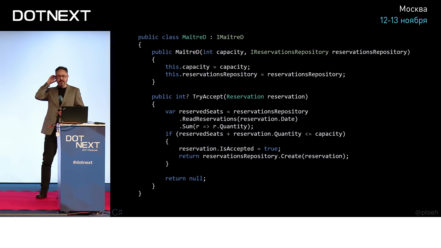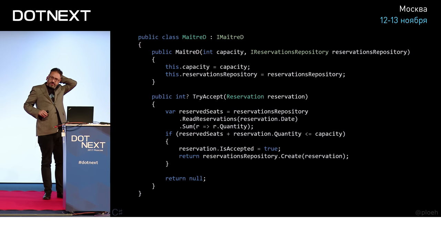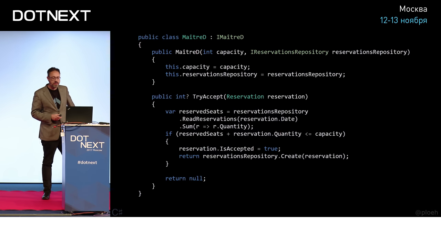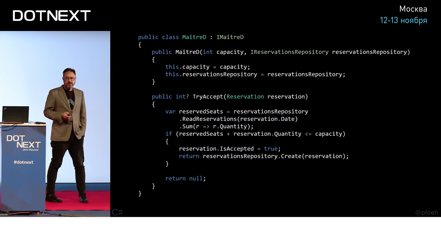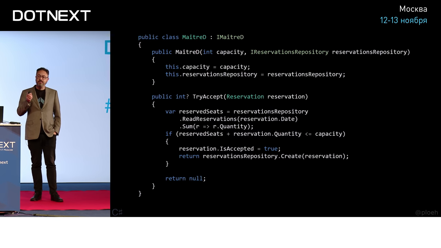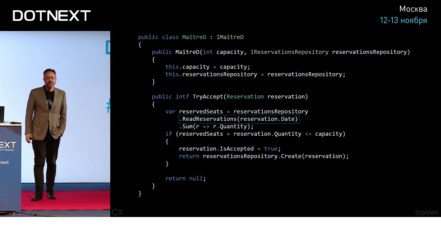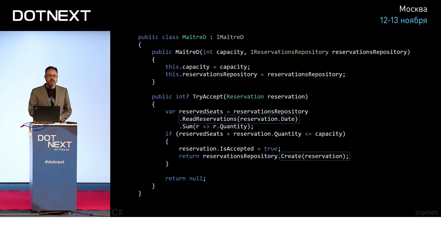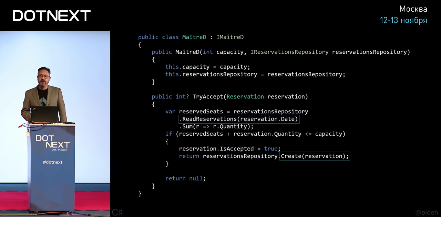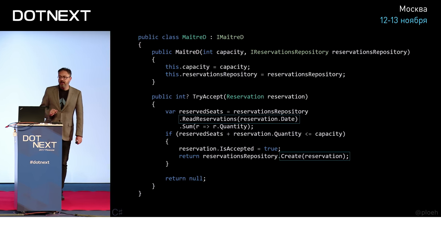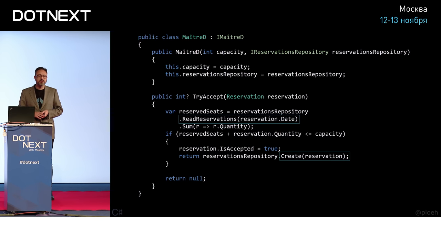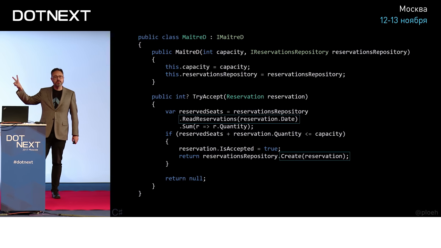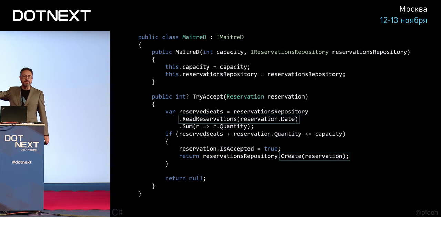Now, the other thing here is that we have the repository, and if we look at how we interact with the repository, you'll see that first off, in the beginning of the method, we call read reservations, and then later on, we call create. So we're basically interacting with the repository via those two methods. So IReservationsRepository is an interface. It might have other methods as well, but we don't care because we don't depend on those other methods. We just depend on those two methods, and then we depend on the integer, the capacity there.